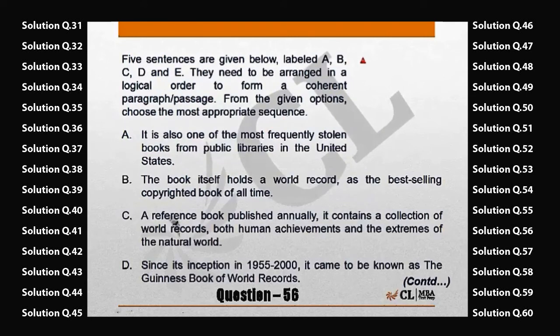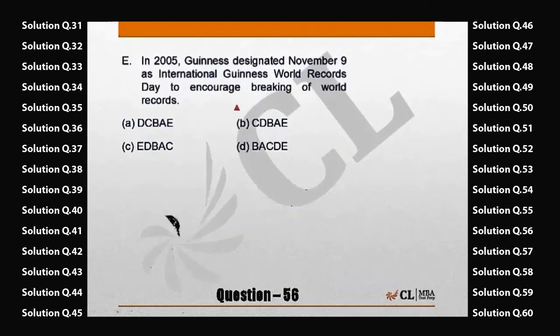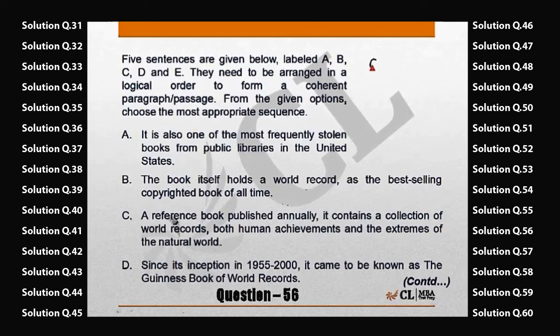Question number 56, it's a para jumble. A few things. One is, don't start looking at each of the options and check which one is right or wrong. It will completely confuse you. Second, don't look for the start or the end, but always look for connections. The start and the end may be very tricky. Connections is what you are trying to look at.